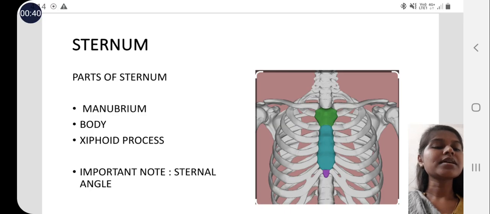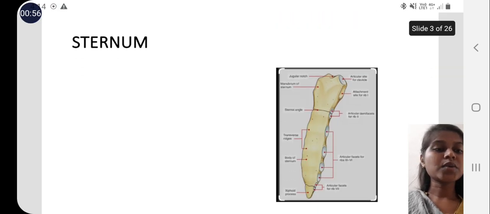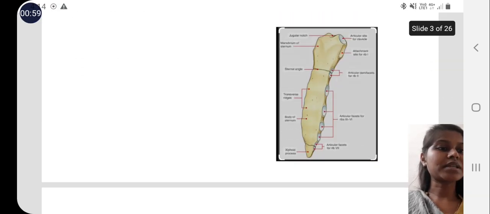Xiphoid process. The xiphoid process is the last part of the sternum, which is immovable, and CPR is generally performed over the part of the xiphoid process. The connection between the body and xiphoid process, that angle, has the 7th costal facet in it. So there is an image of the sternum.